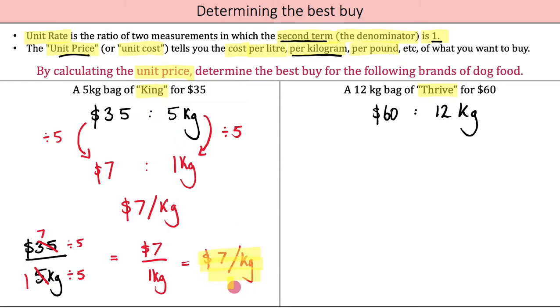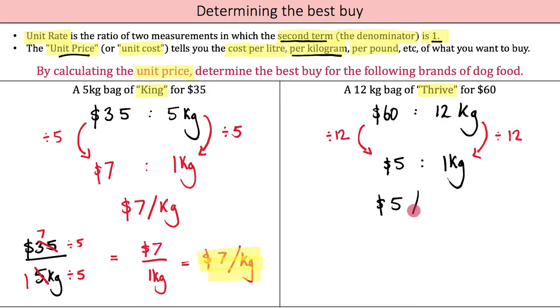Is that a good deal? I have no idea. I haven't bought dog food for a very long time. If we now do this, 12 kilos for a bag of Thrive, the first thing I do is write down my ratio. Remember, I want my second term to be 1. So I'm going to have to divide this by 12, and I'm going to have to divide this by 12 as well. Because I'm dividing this side by 12, I must divide that side by 12. This is going to be 1 kilo. And then 60 divided by 12 is going to be $5. Because it's $60, I divide it by 12, it becomes $5. So that means it's going to be $5 a kilo.